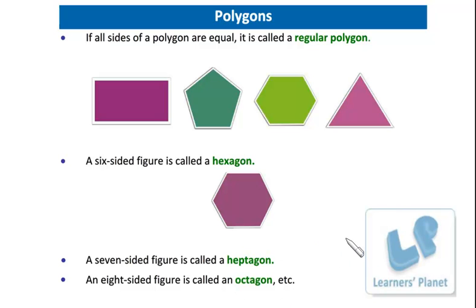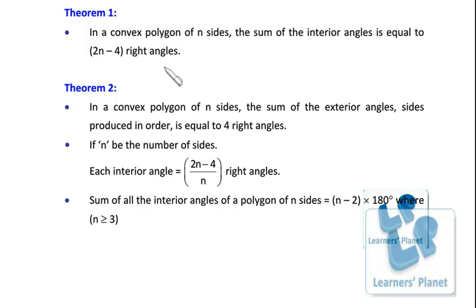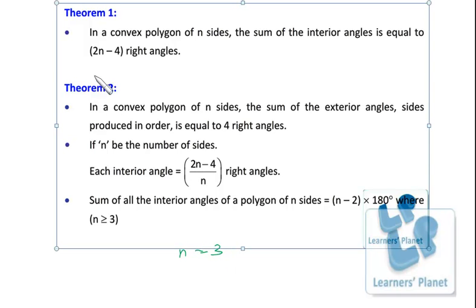So now we talk about the sum of interior angles of all these polygons. Let's discuss some important theorems and concepts related to polygons. In a convex polygon of n sides, the sum of interior angles is equal to 2n minus 4 right angles. Now n can be 3 or more. If it is a triangle, put n as 3, so you get the sum of all the angles of a triangle. N is equal to 3, then 2 into 3, 6 minus 4, 2 right angles. So 2 into 90 degrees, 180 degrees.